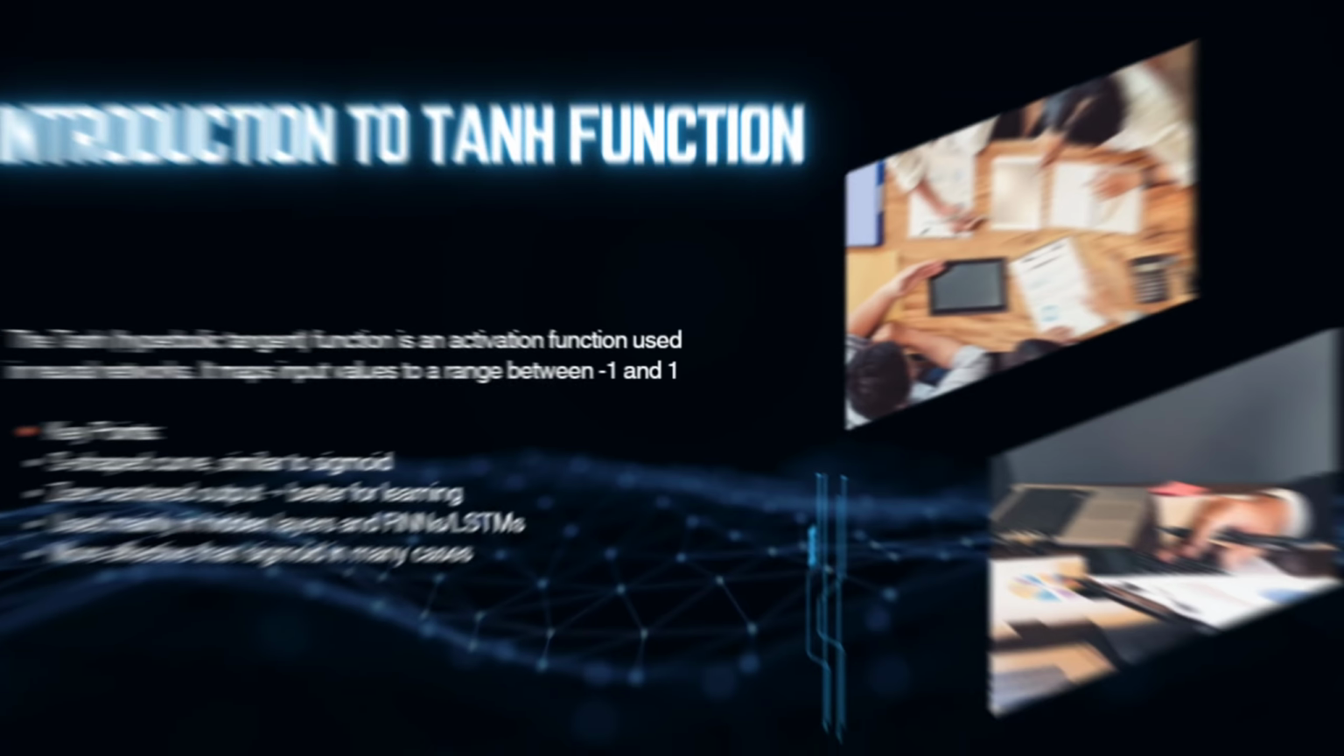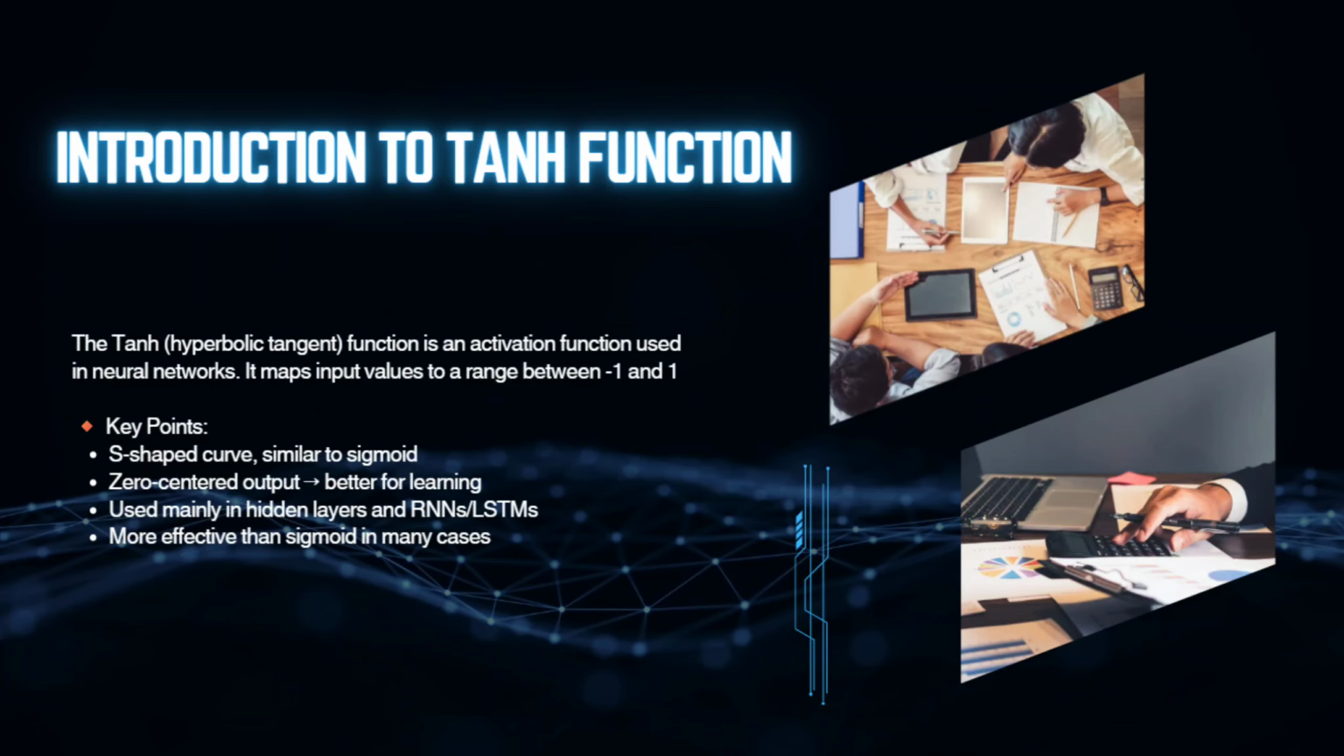Now let's talk about sigmoid's close cousin, the tanh function, which stands for hyperbolic tangent. Tanh is also an S-shaped activation function but with a key difference. Instead of mapping the input to a range between 0 and 1 like sigmoid, tanh maps them to a range between -1 and 1. This might seem like a small change, but it's a big deal. The output of the tanh function is zero-centered, meaning its average is around 0. This property actually helps the network learn more efficiently during training, making tanh often a better choice than sigmoid for hidden layers of neural networks.